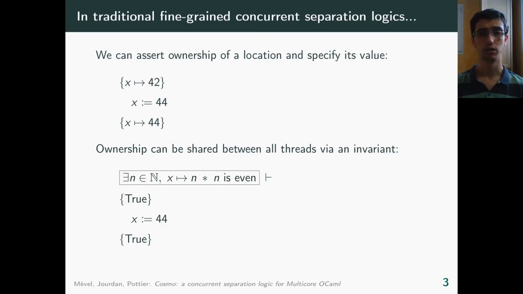And to do so, a usual solution is to put the assertion in an invariant. Intuitively, an invariant holds at all times, and its contents can be accessed equally by all threads. So here, we can put x points to something in an invariant, which we denote by boxing the assertion. Then any thread can access x as long as it preserves the invariant.